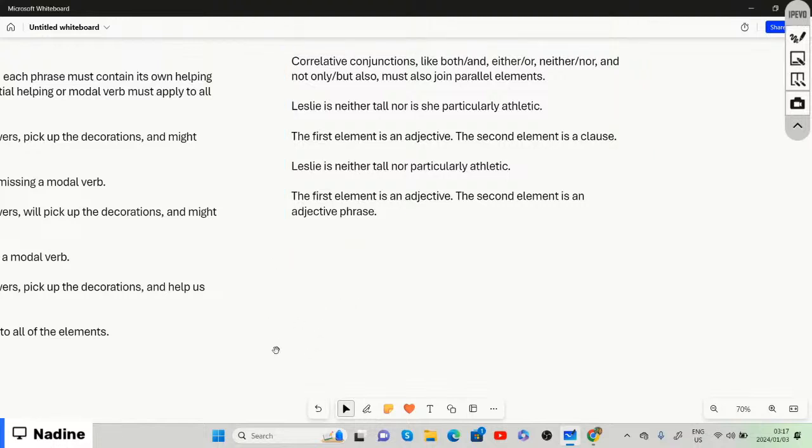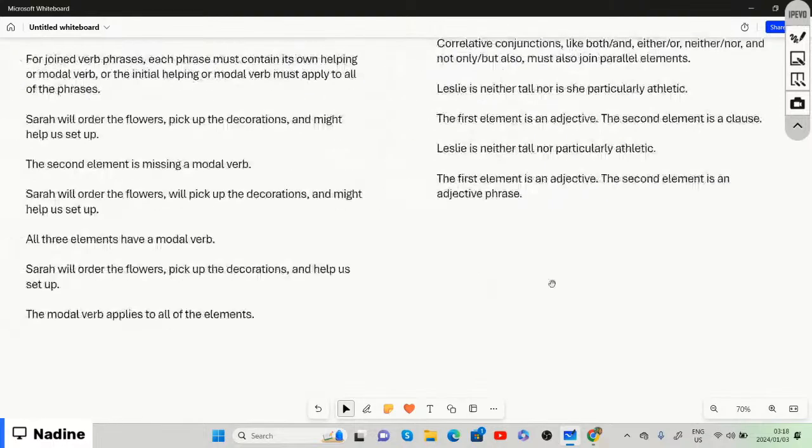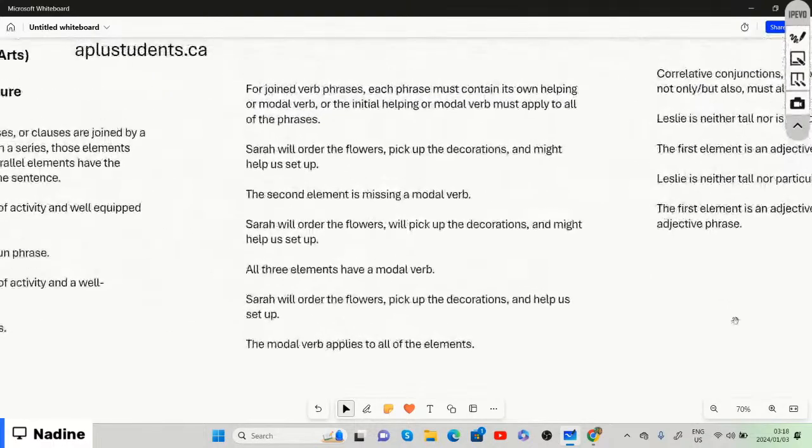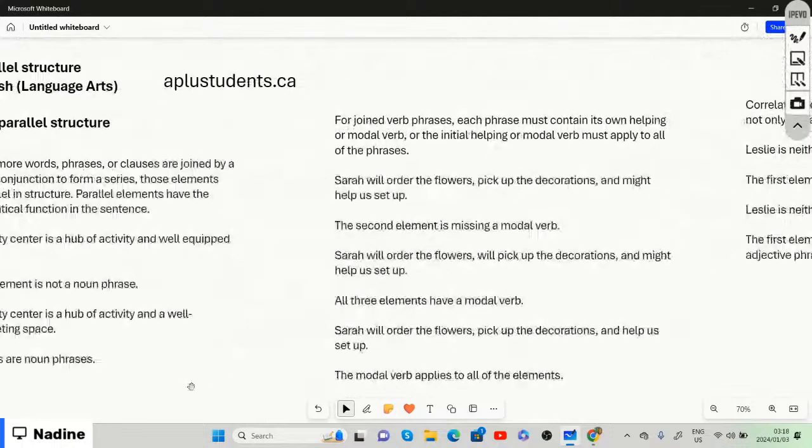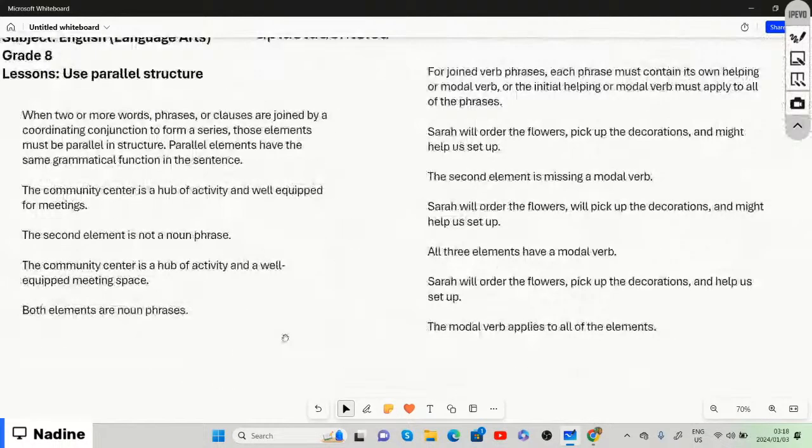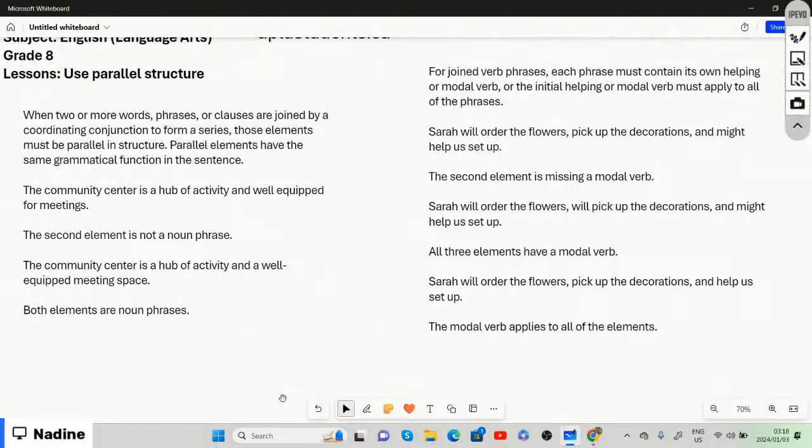So parallel structure is basically us identifying if something is either a noun phrase or a verb phrase, depending. And it is when two or more words, phrases, or clauses are joined by a coordinating conjunction to form a series. And these elements we call parallel in structure.